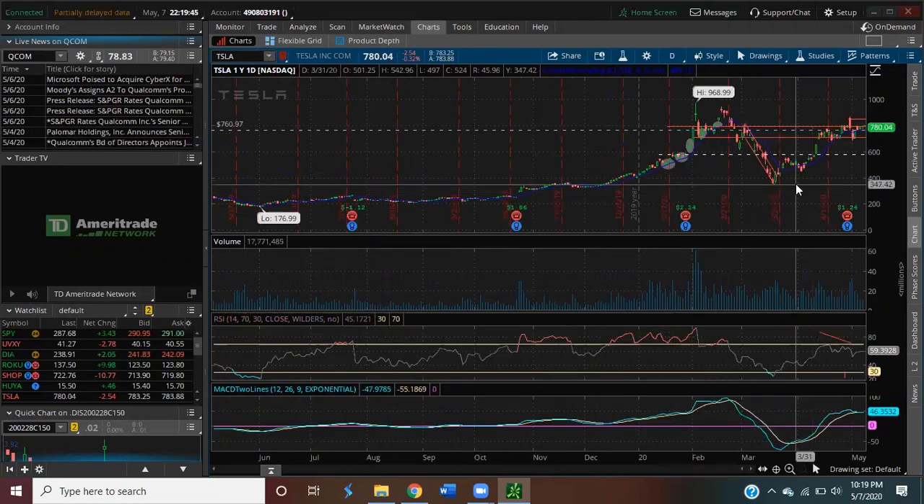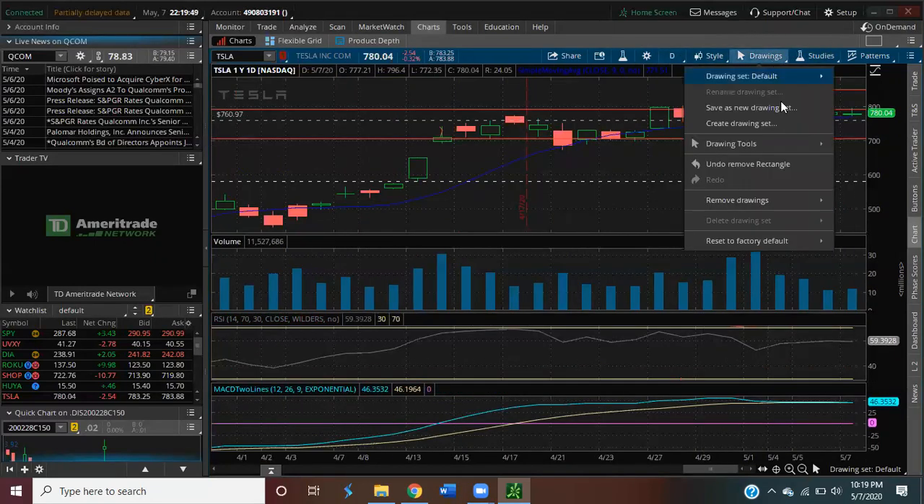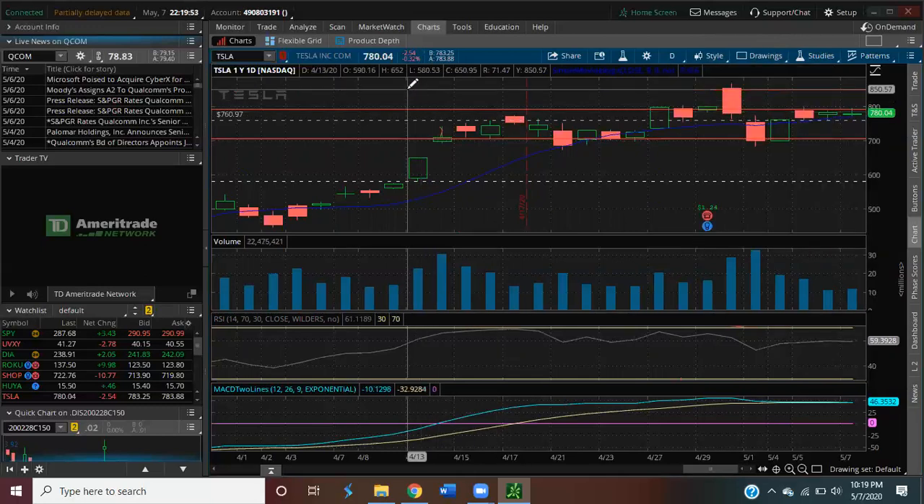So right here, Tesla's in a range. I'm going to just put this little rectangle here.